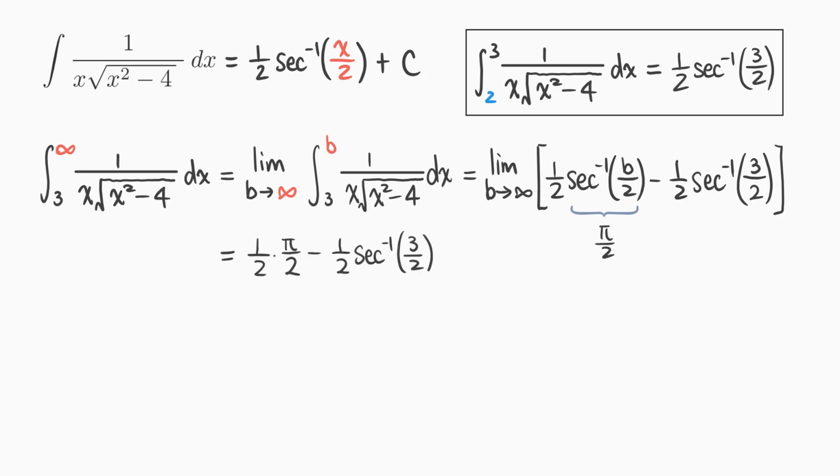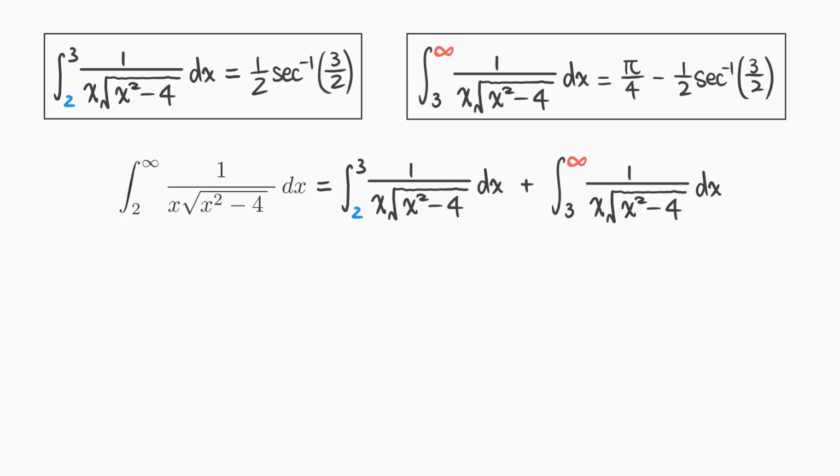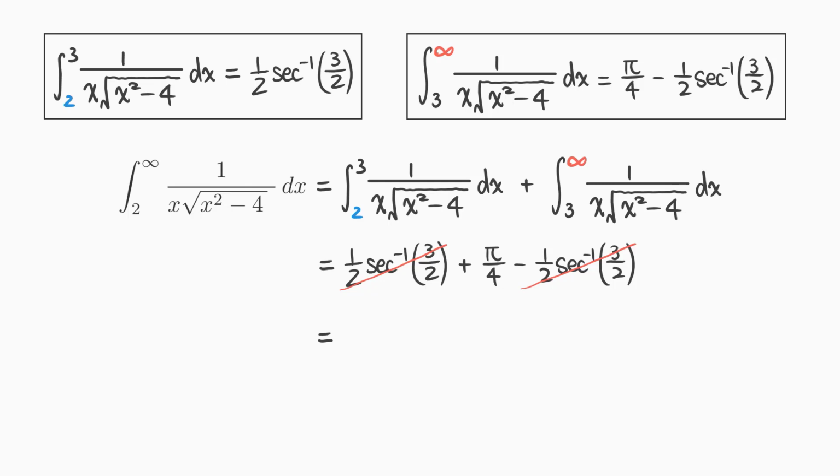And our answer for this integral is pi over 4 minus 1/2 secant inverse of 3 over 2. So both integrals are convergent. Our original integral is also convergent, and we can find its value by adding the two integrals. These two get cancelled. So our final answer is pi over 4.